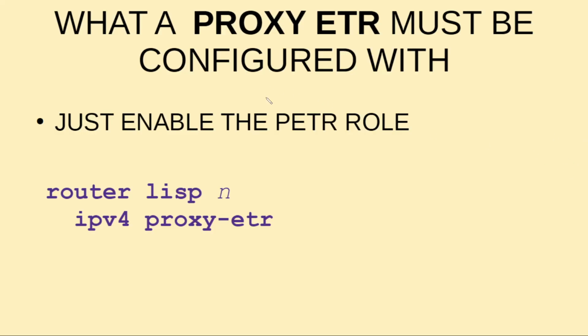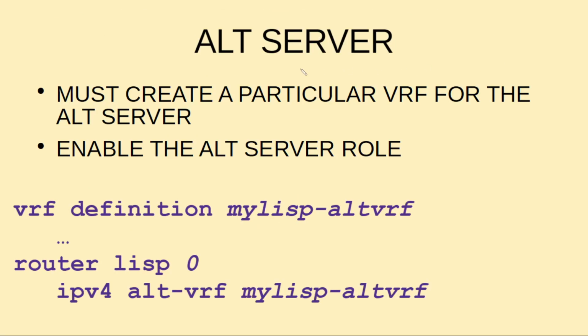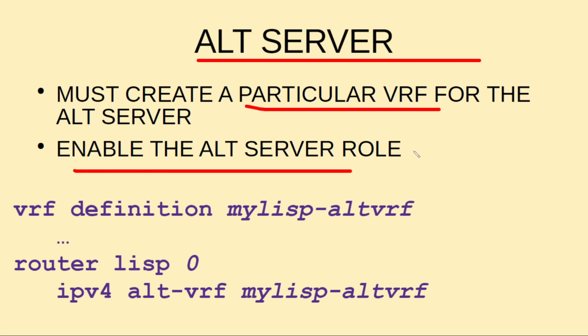In order to configure a proxy ETR, most of the time we only need to enable the proxy ETR role. Now, in order to configure a minimal ALT server, we will need to create a particular VRF that will be used only for the ALT service, and then we will need to enable the ALT server role. So this is the command to create a particular VRF for the ALT service, and with this command we can enable the ALT role, and we are going to establish the VRF that this ALT service will use.